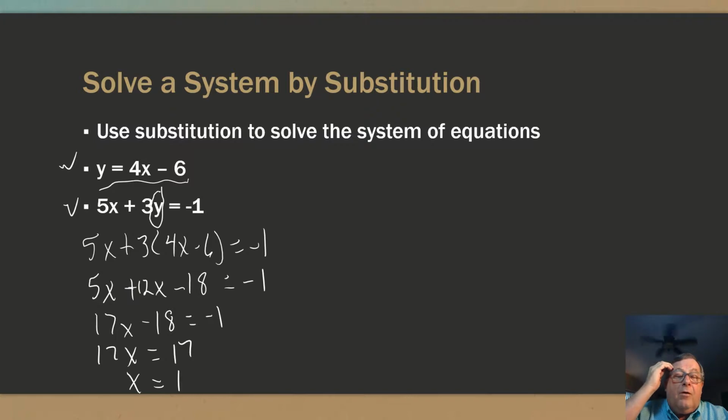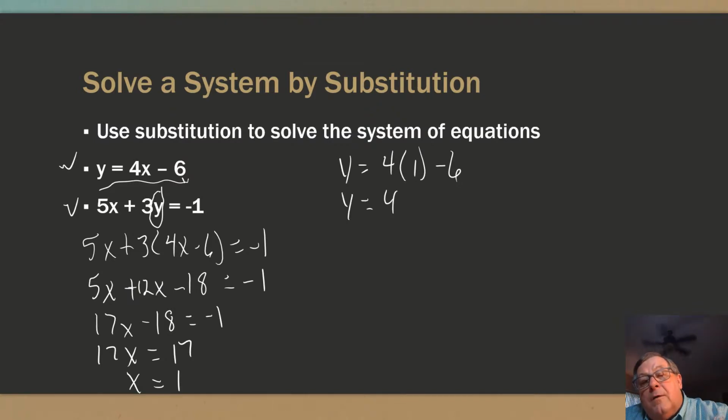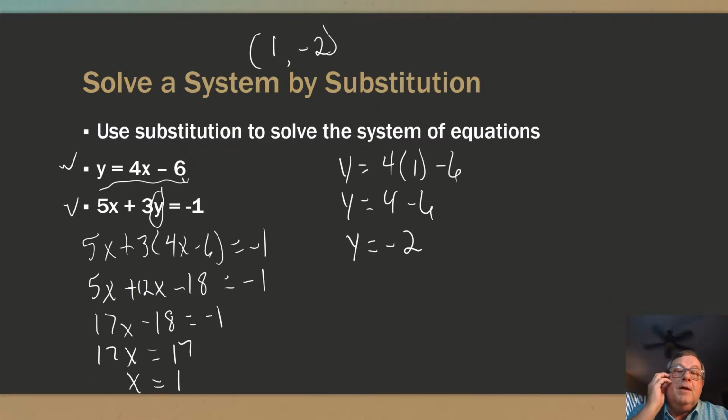All right, so now that I've got a value for x equals 1, I can substitute that 1 in for x into either of the two equations. Well, let's just do the top one. So then it would be y equals 4 times 1 minus 6. And of course, 4 times 1 is 4, minus 6, y is equal to -2. And so now we've got a solution, we think, where x is 1 and y is -2.